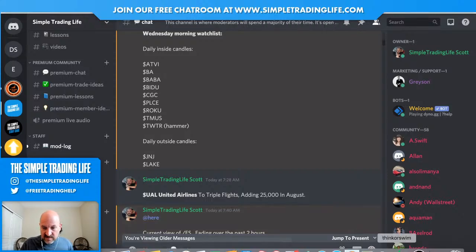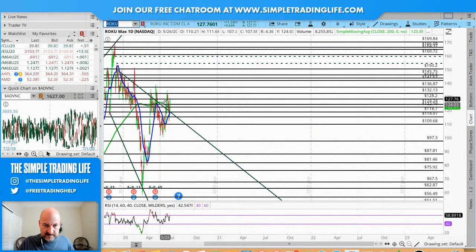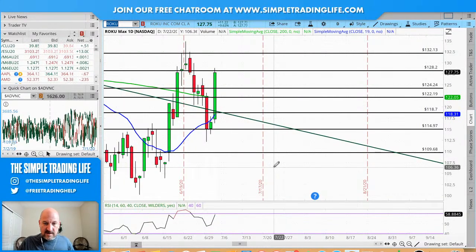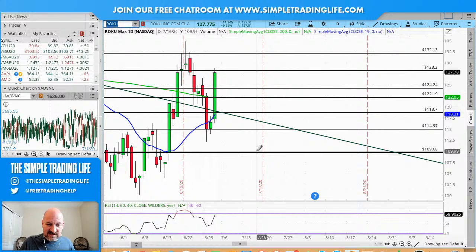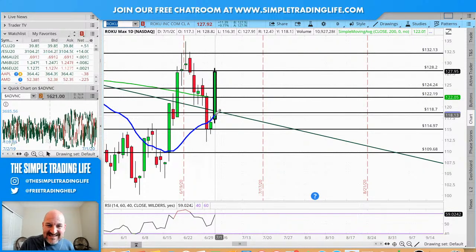All right, Roku. Let's see what Roku is doing today. Oh, look at this. This is gorgeous. Here's our inside candle. Here's our trigger. 117.87. So just to make the math easy, 117.90. That's your trigger point. It's been as high as 128.82. So almost $11 from the trigger. And look, it's one of the biggest candles on the screen. Almost $11 from the trigger.